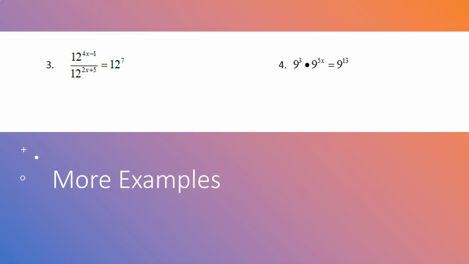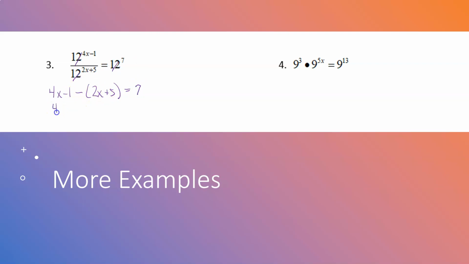So let's try another one. Again, we have the same base. They all have the base of 12. So we can cancel out all those bases for now. All right? So this is division. Remember these are exponents and we have to treat them like exponents. So we're dividing exponents, and when we divide them, we subtract. So I'm going to take 4x minus 1 minus the quantity of 2x plus 5, and then set that equal to 7 because we canceled the bases.